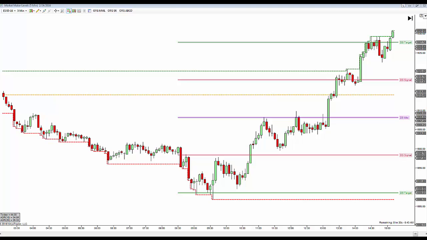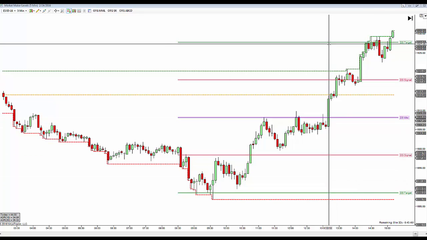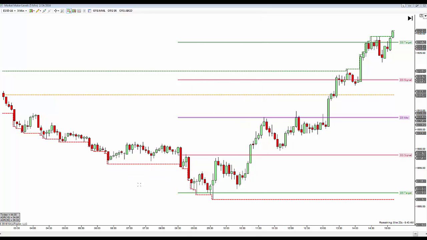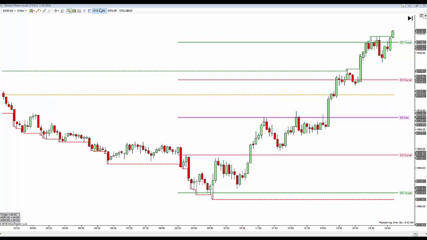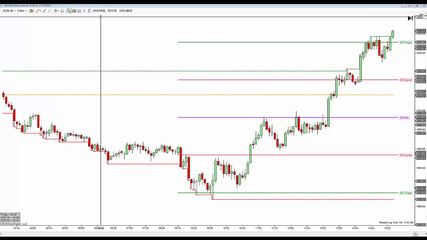So the first thing you see here is a series of levels. We'll start from the bottom: DS target, DS signal, mid, signal, and target. These are all dynamic support and resistance levels that are created after the pit open or after 8:30 a.m. Central Time, and it's based on price action that occurs in the overnight session.